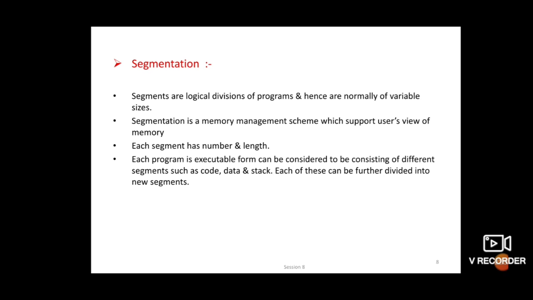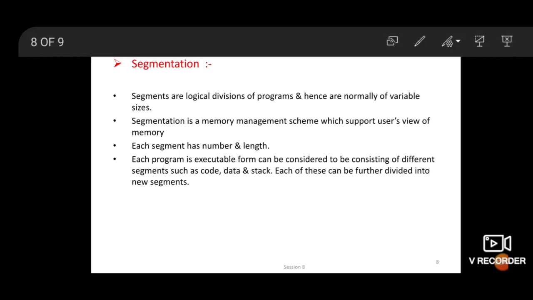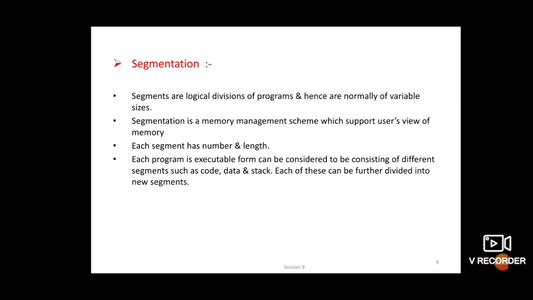Each program in executable form can be considered to consist of different segments such as code, data, and stack. Each of these can be further divided into new segments. Executable file means code that is ready to run. That run code is stored in either the code segment, data segment, or stack segment. Each of these can be further divided into new segments.